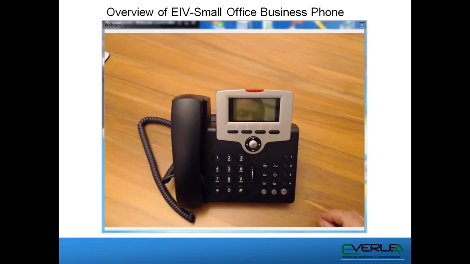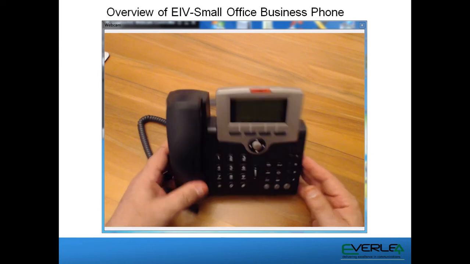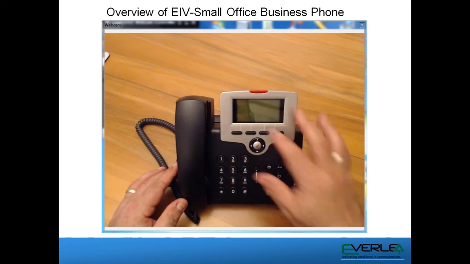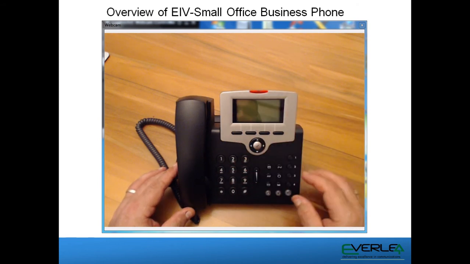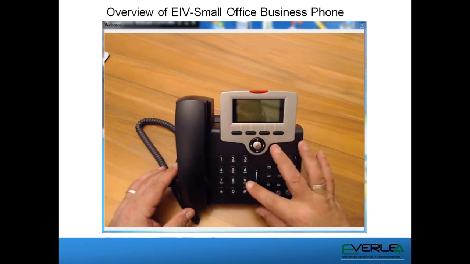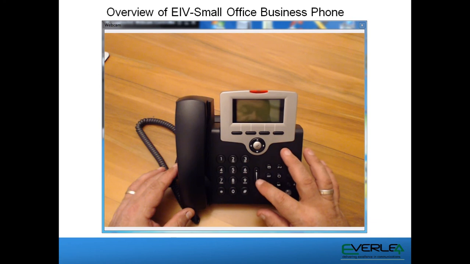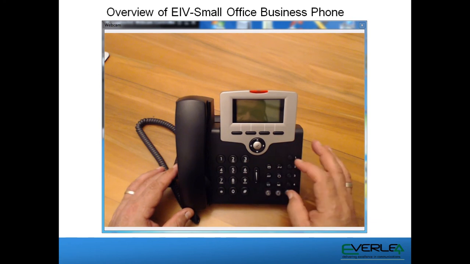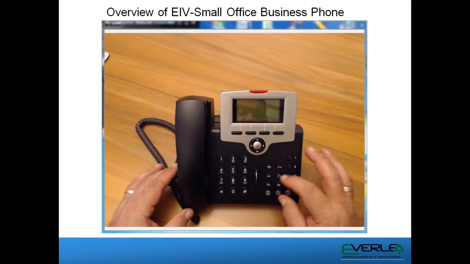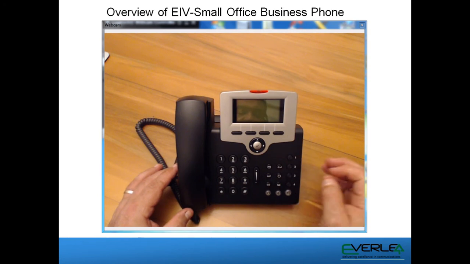Okay, hello everybody. What we're going to be doing here is having a quick overview of the EIV-Small Office peer-to-peer phone. Now, as you can see, pretty much a standard looking phone here. We've got our large LCD display, soft keys here to control the menu that comes up on the phone when it's up and running. We have our controller and directional keys, enter key, dial pad. We have volume control for headset, handset and speakerphone. Message keys, transfer keys, conference keys, redial keys, etc., along with phone book, etc.